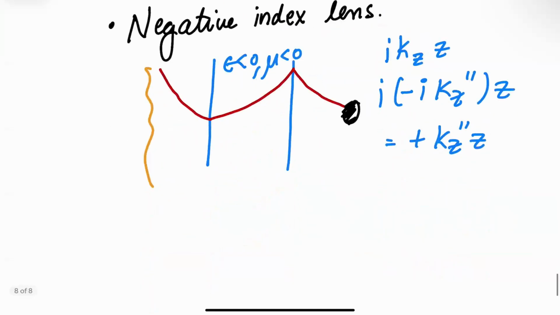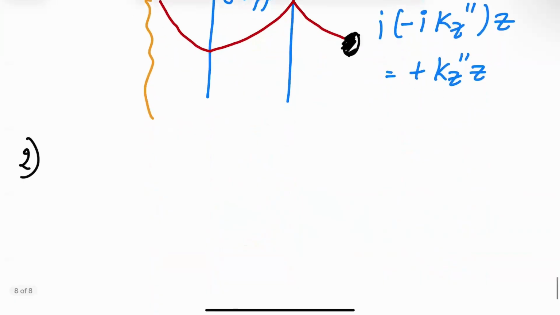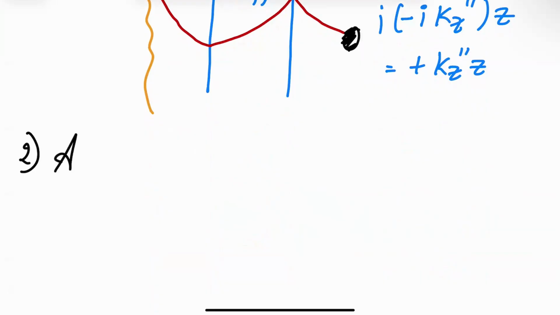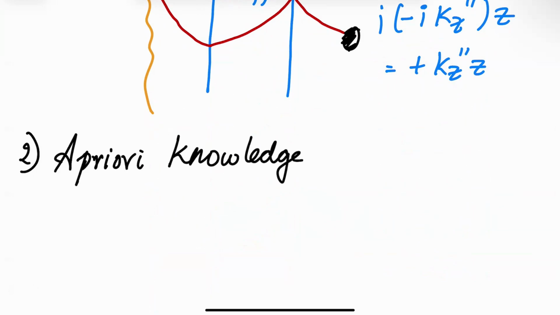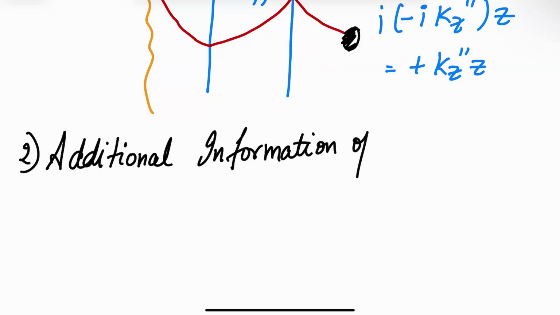Okay? So that's one way, to essentially access this evanescent spectrum. But let's say you can't access it, then what do you do? If you cannot access it, then the only way to do it is to have a priori knowledge of the target. Or rather than a priori knowledge, I should say additional information of the target. It can be a priori, it can be part of your measurement setup.